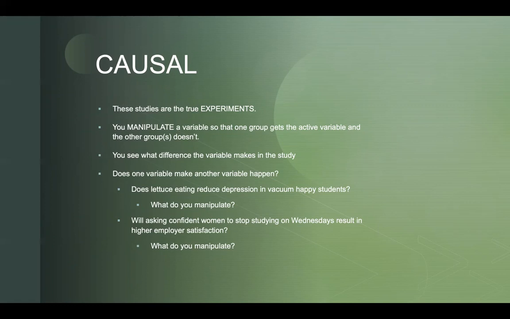Confusing, but kind of goofy, yes. But that's sort of the idea behind a study, an experiment.